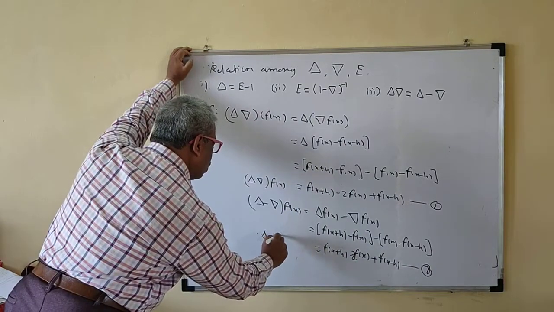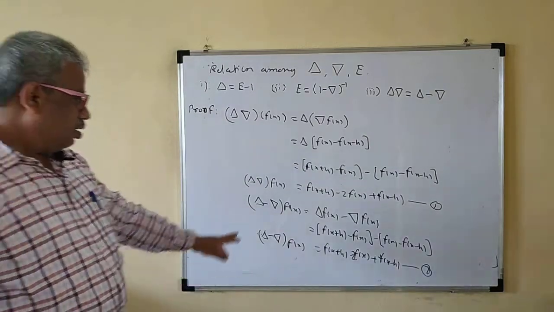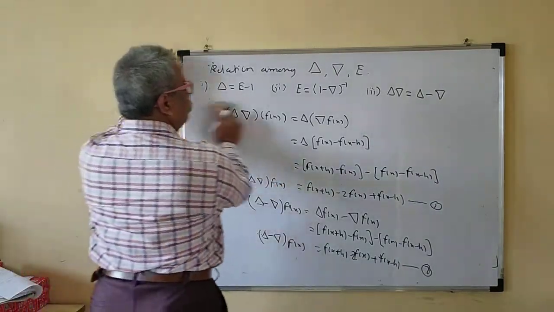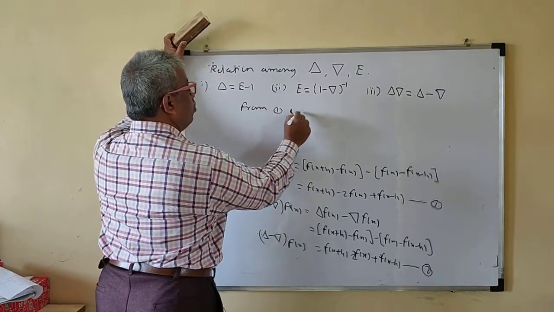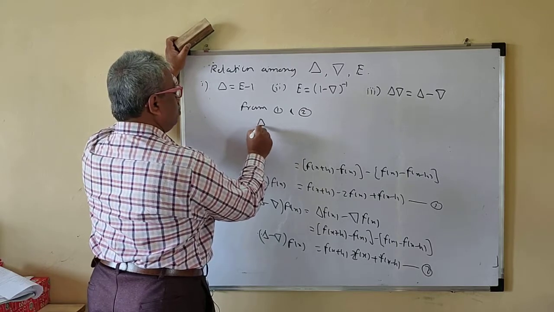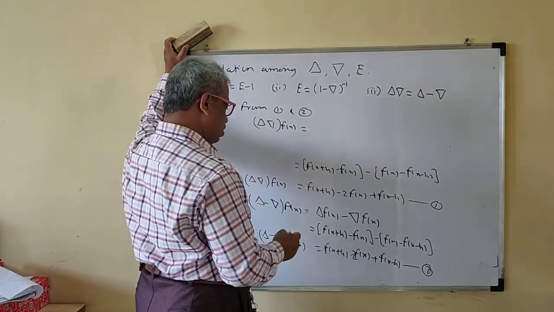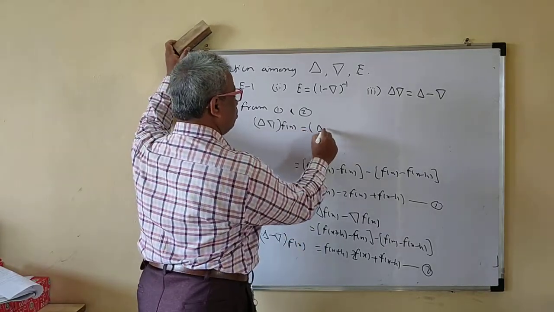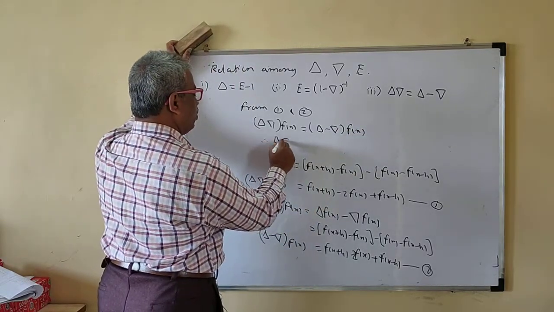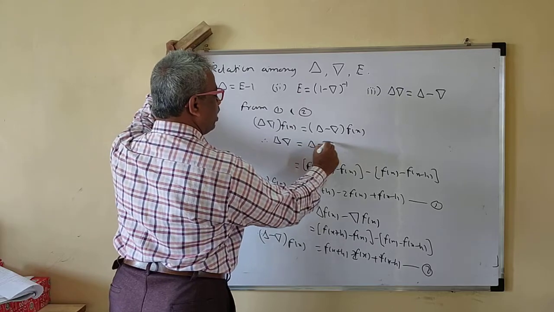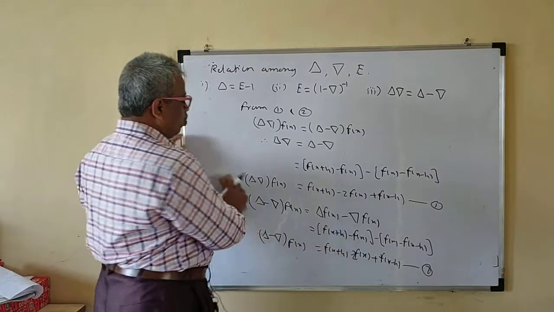So both the LHS and RHS should be completed here. So from 1 and 2, f of x is equal to f of x is equal to f of x. Therefore, forward into backward is the same as forward minus backward. Right? Forward into backward is the same as forward minus backward.